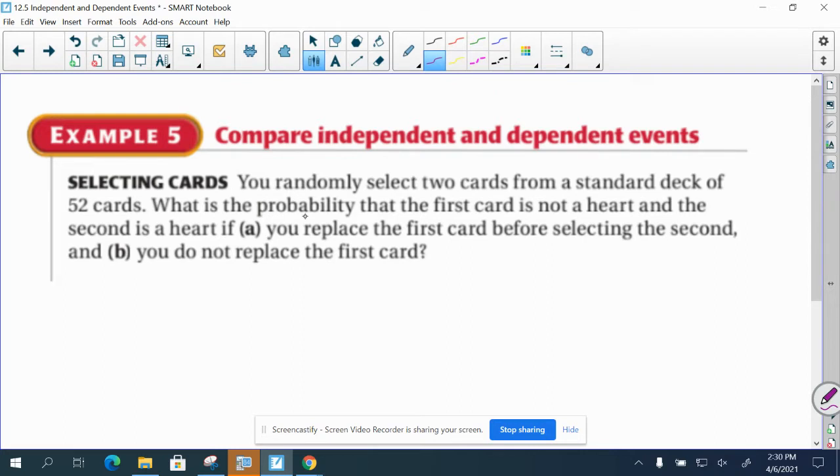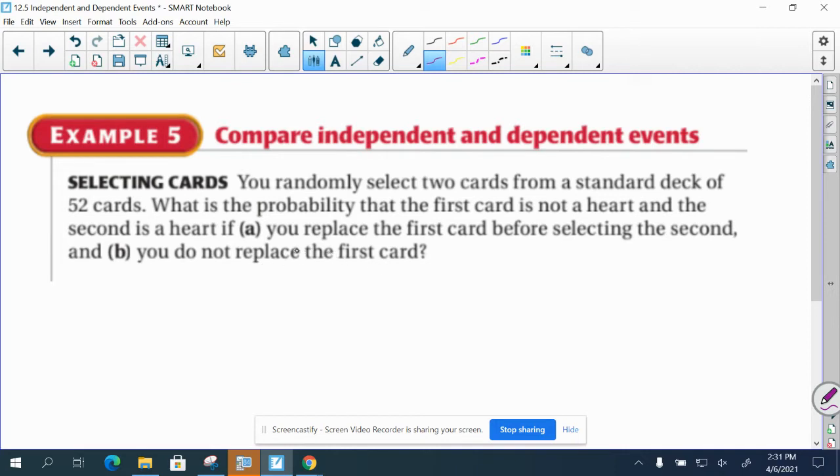So this example says, and we're working again with independent and dependent events and comparing them and using the conditional probability rule. You select 2 cards from a standard deck of 52 cards. What is the probability that the first card is not a heart and the second card is a heart if you replace the first card before selecting the second, and then do not replace the first card?